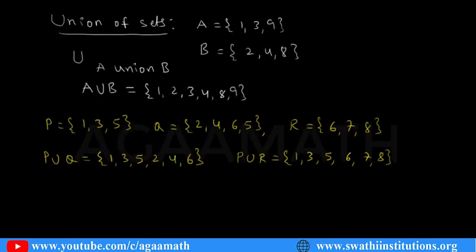If they ask what is Q union R, Q union R means the elements of Q and R are to be taken: 2, 4, 6, 5, 7, 8. 6 is in both Q and R, but elements are not to be repeated when you write them into a single set. So 2, 4, 6, 5, 7, 8. So this is about the union operation.